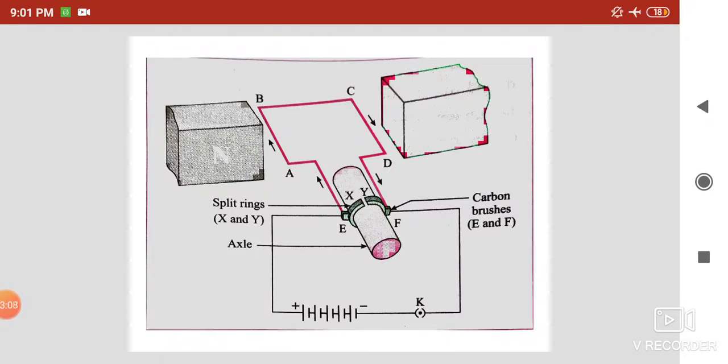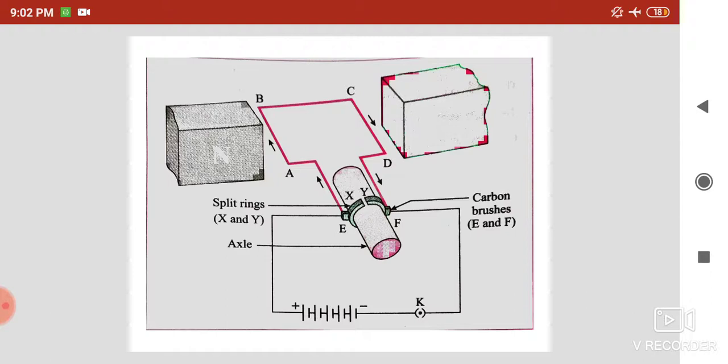Now you can see the figure on the screen, or in the textbook also. There is a rectangular loop of copper wire with insulating coating, ABCD. It is kept between the two poles of a horseshoe magnet. This horseshoe magnet has a strong magnetic field. So that loop ABCD with insulating coating is kept between the two poles of the horseshoe magnet.